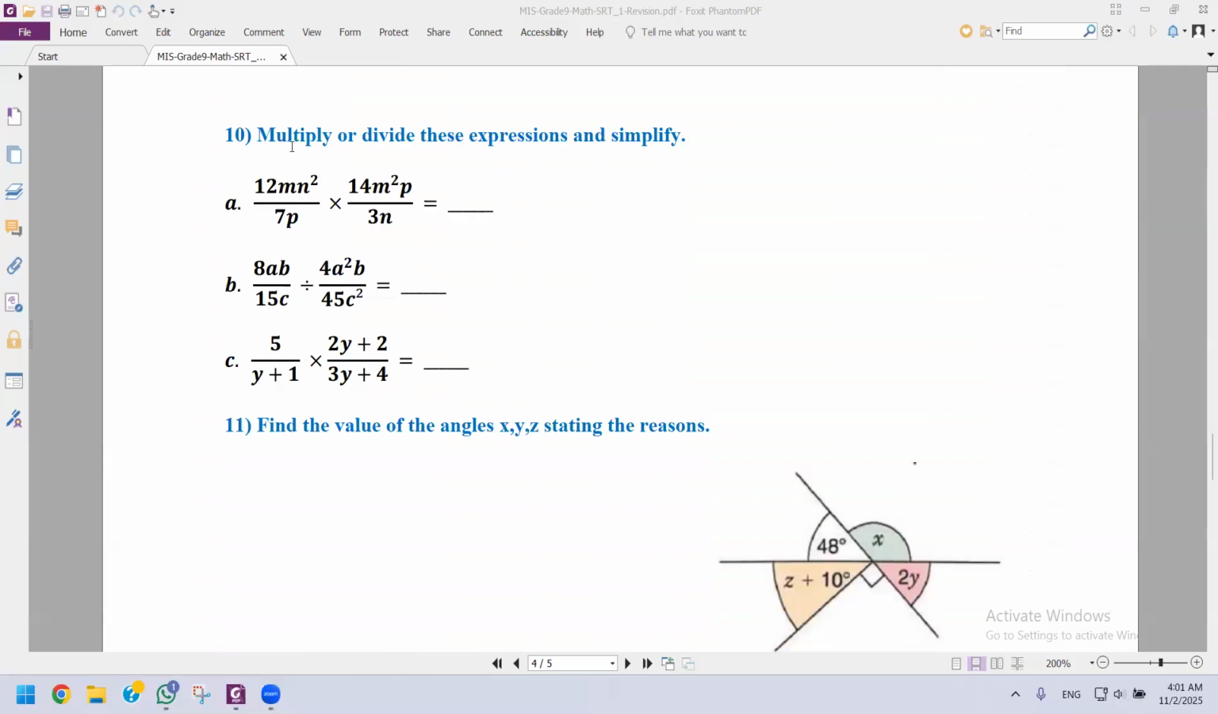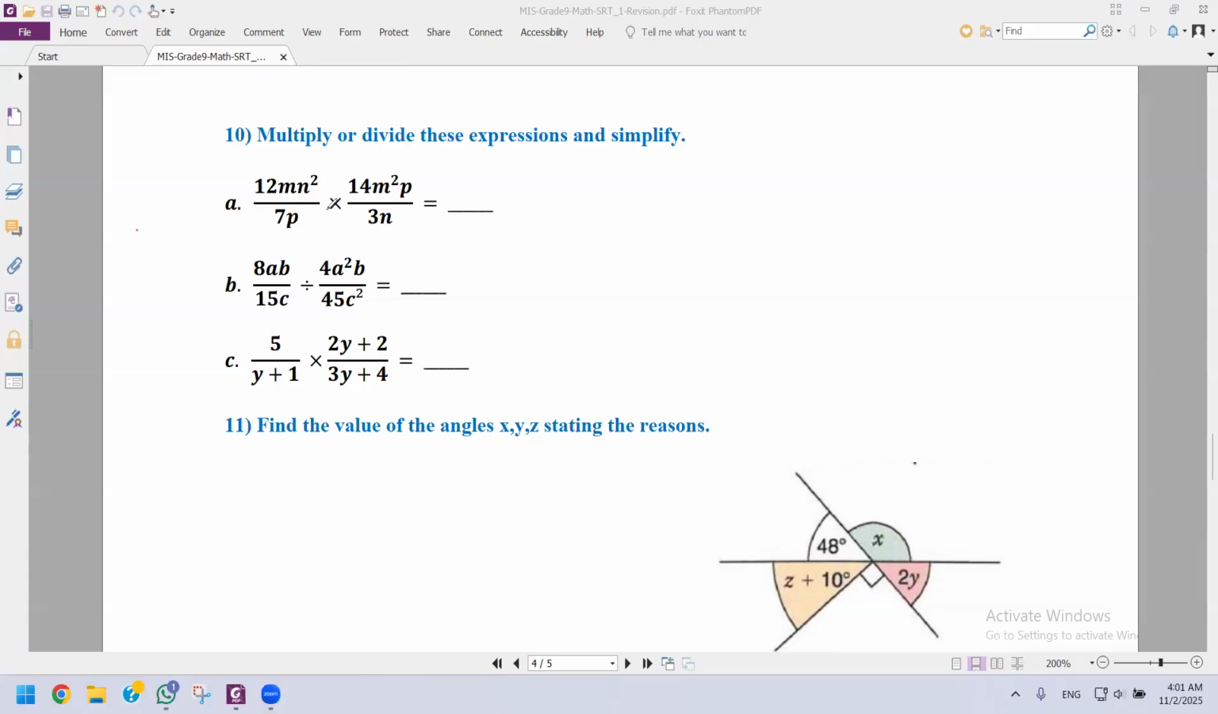Question 10. Multiply or divide this expression and simplify. First one is multiplication. So we multiply. How do I multiply fractions? Up times up, down times down. But before you multiply, you should simplify or do cancellation. So how do I do that? I pick one number up and one number down, and I do the simplification.